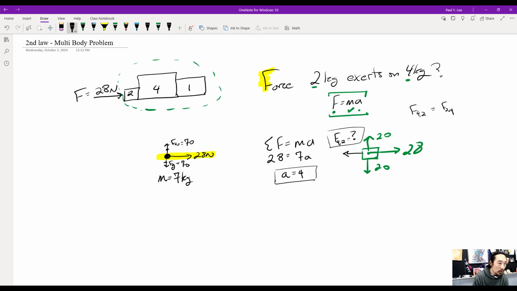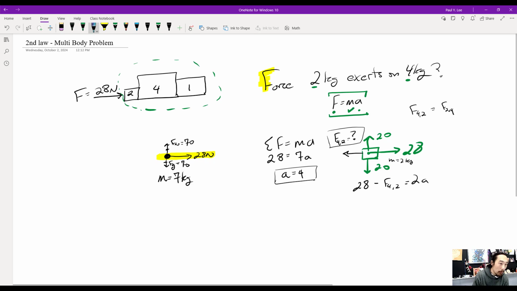If we take a look at this situation and set up our formula, we run into a little situation. We have 28 minus F of 4 on 2 is equal to, this is just the 2 kilogram object, so 2, and then once again, we have that a.